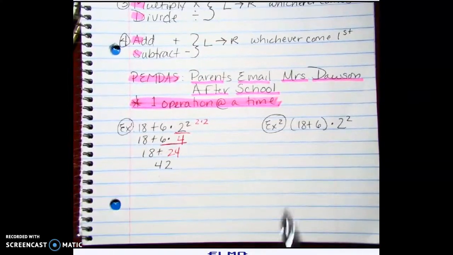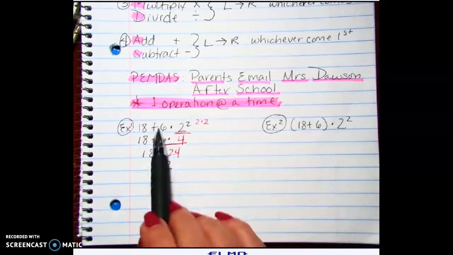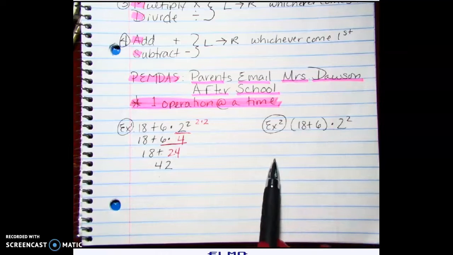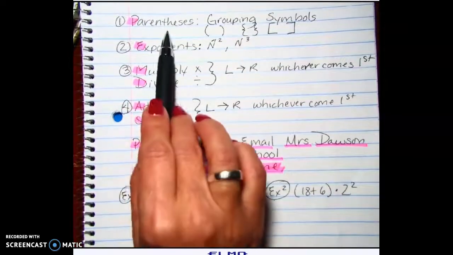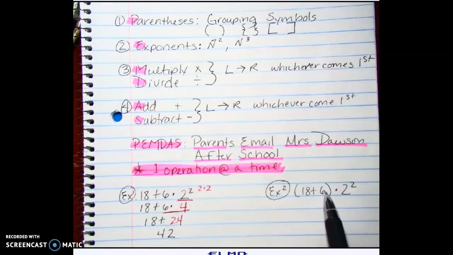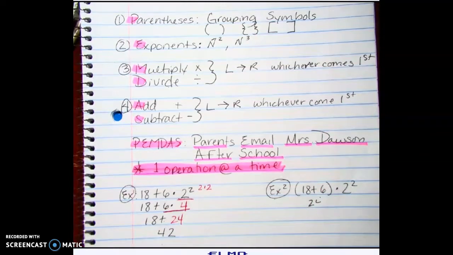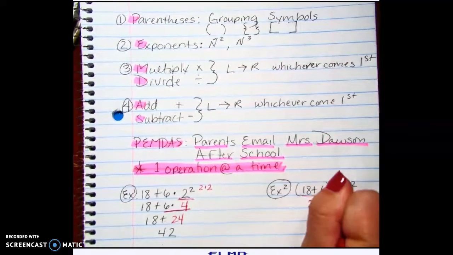Perfect. Okay, let's take a look at example 2. This time looks almost identical, doesn't it? However, I have my parentheses. So let's see what a big difference that's going to make. Parentheses is first, so I take 18 plus 6, and that makes it 20. Oops, I wanted to do it in red so that you can see that that's my first operation.